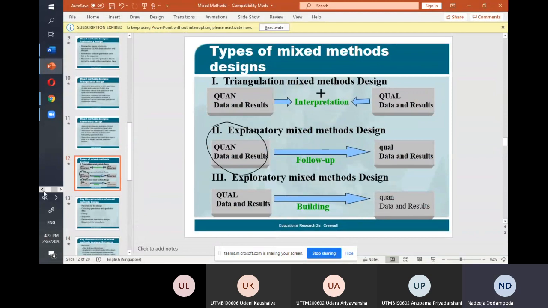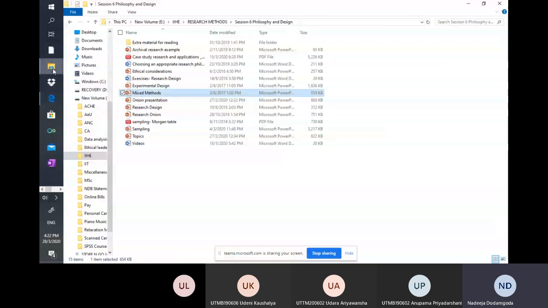Then again, in your chapter 3, you have to include methods of testing reliability and validity, methods of sampling, and also explaining the ethics that you have practiced in your research. Okay, so these are the things that we have.